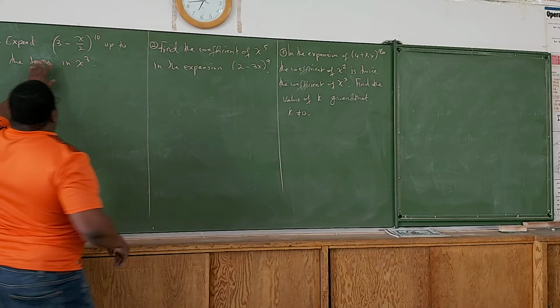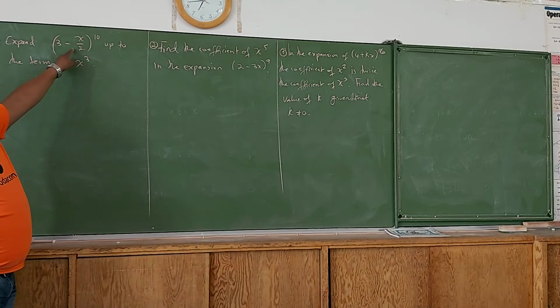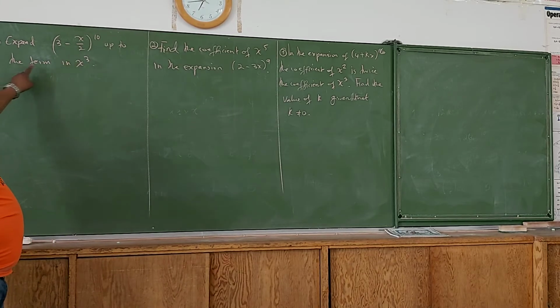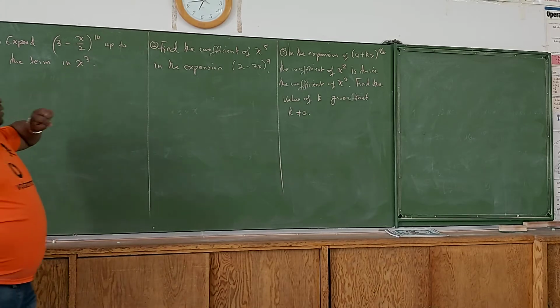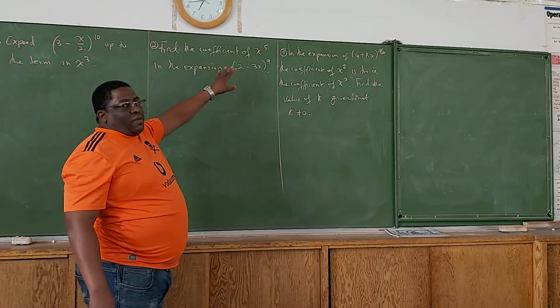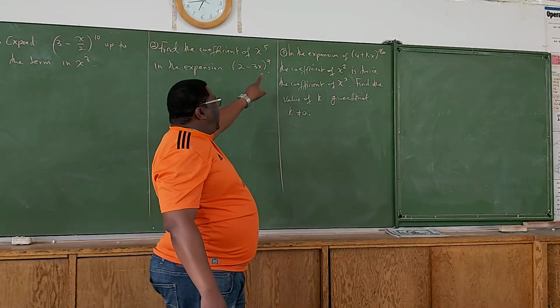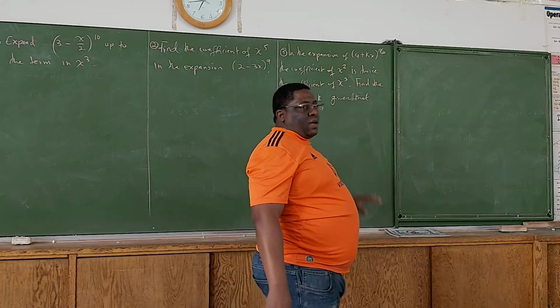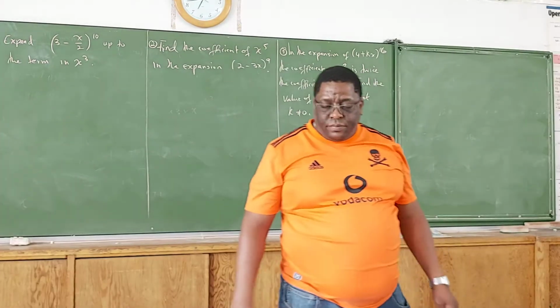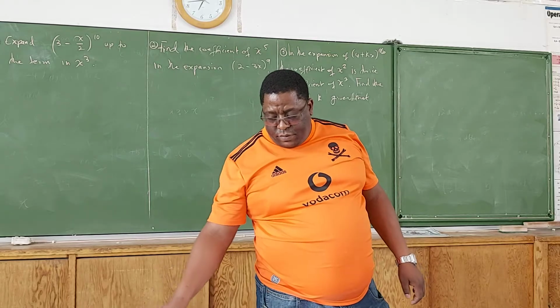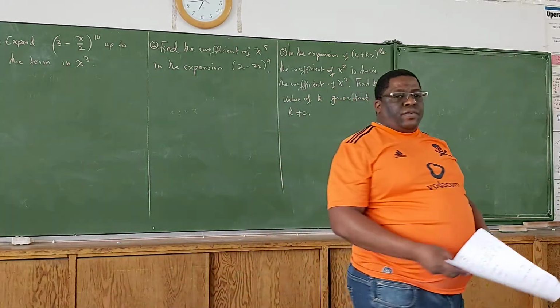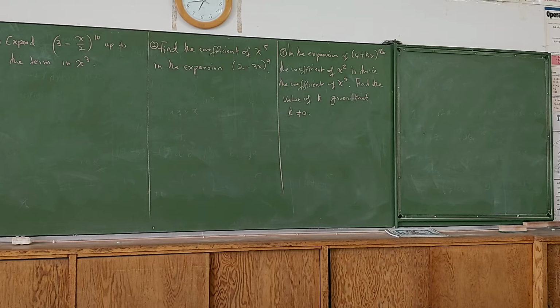Find the first one: expand (3 minus x upon 2) to the 10 up to the term in x cubed. Second one is find the coefficient of x to the power 5 in the expansion of the quantity 2 minus 3x raised to the power of 9. And here, there is some interesting stuff there. Which one? The third one. Very interesting. You can say that's spicy. You use your calculator, you get the answer.